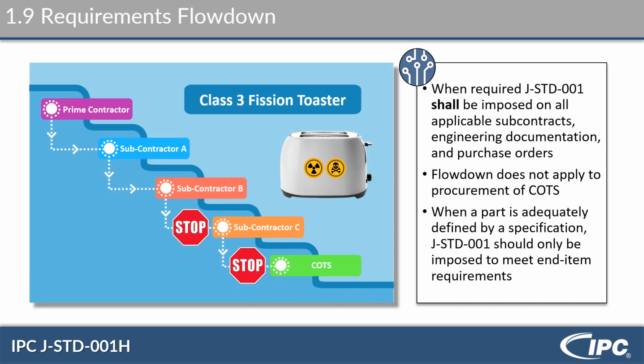When required, this J standard shall be imposed on all applicable subcontracts. So if we have a whole bunch of other people buying parts that are going to be built into the next assembly, all of these will apply to all of those components. Everything that's written in J standard will apply to all of those components until you get to the point where it's COTS, which is commercial off the shelf. If it's a washer or something you can go into Home Depot or Grainger and buy, these rules do not apply to that because they are publicly available.